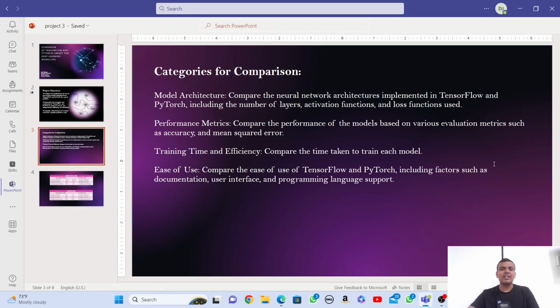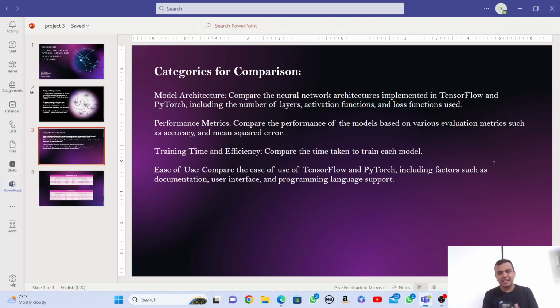When it comes to the comparison, we have to set some criteria. These are the criteria. The first one is model architecture. We have to compare the neural network architecture, how the model is structured in TensorFlow and PyTorch, which includes the number of layers, the activation functions we're gonna use, and the loss function we will use. The second one is performance metrics, which will give us the accuracy and the mean square error, such parameters.